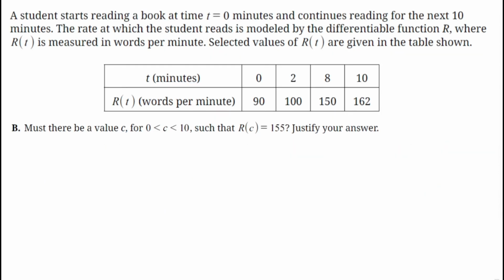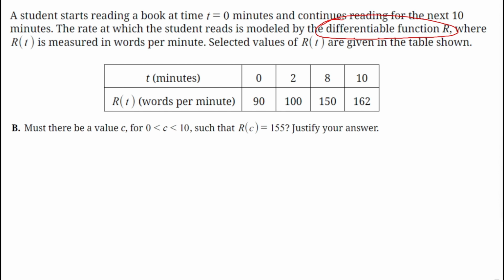In part B, it says, must there be a value C between 0 and 10 such that R of C is equal to 155? And so now we have to think about what they're asking us here. They're saying, is it guaranteed that there's a time when he was reading 155 words per minute? And it tells us that this function is a differentiable function.